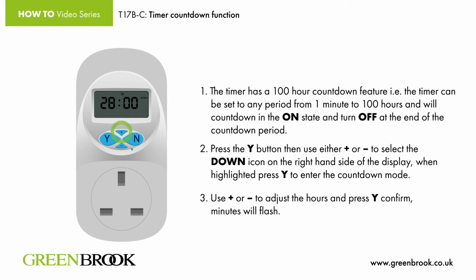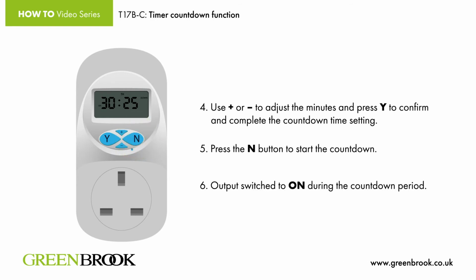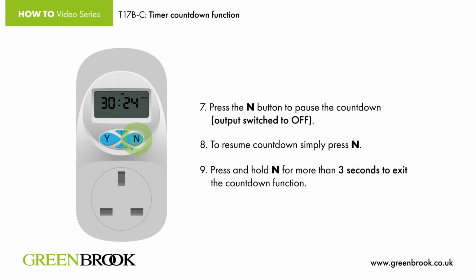3. Use plus or minus to adjust the hours and press Y to confirm. Minutes will flash. 4. Use plus or minus to adjust the minutes and press Y to confirm, and complete the countdown time setting. 5. Press the N button to start the countdown. 6. Output switched to on during the countdown period. 7. Press the N button to pause the countdown. Output switch to off. 8. To resume countdown, simply press N. 9. Press and hold N for more than 3 seconds to exit the countdown function.